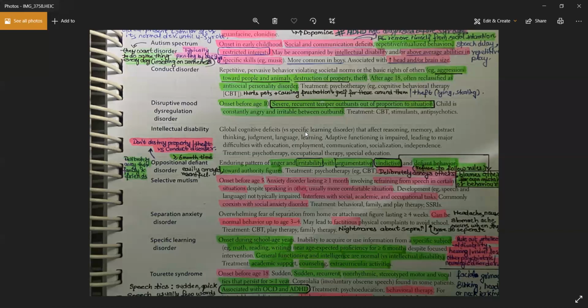Now, any doubt? No. Could you differentiate disruptive mood dysregulation disorder and oppositional defiant disorder one more time, please?